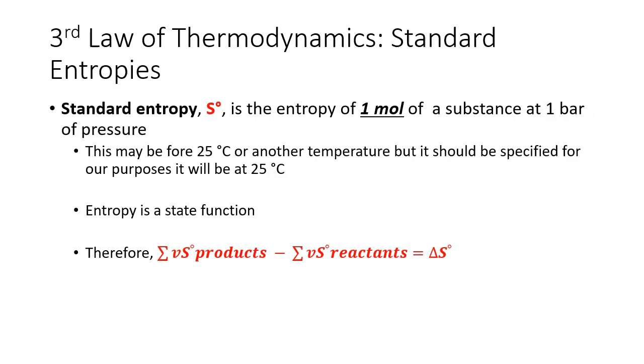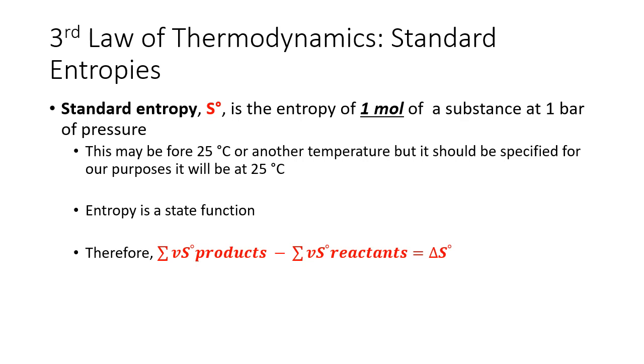Cool. Now, how do we apply this information? Well, we have this concept of standard entropy. We call it S naught. It is the entropy of 1 mole of substance at 1 bar of pressure. So standard conditions: 1 mole of a substance at 1 bar of pressure.